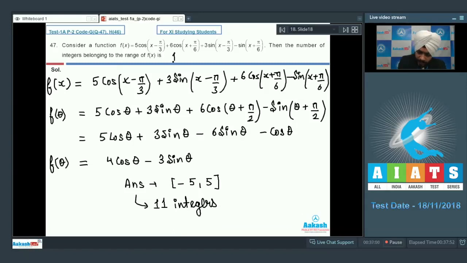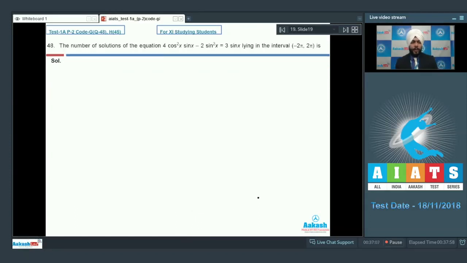Question number 47, answer is 11. Okay, let us move forward to 48. Question number 48 says that the number of solutions of the equation 4 cos square x into sin x minus 2 sin square x equal to 3 sin x lying in the interval minus 2 pi to 2 pi open is.